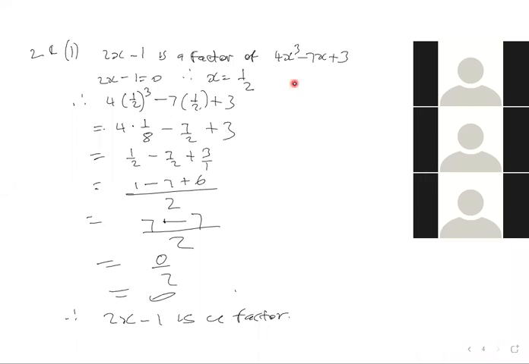Okay, so you can go to the next page, next screen. So move on to 2C part 2. Hence, we now solve the polynomial plus 3. So, to solve this polynomial, since x equals half is a factor, as we have seen from the previous one, right?